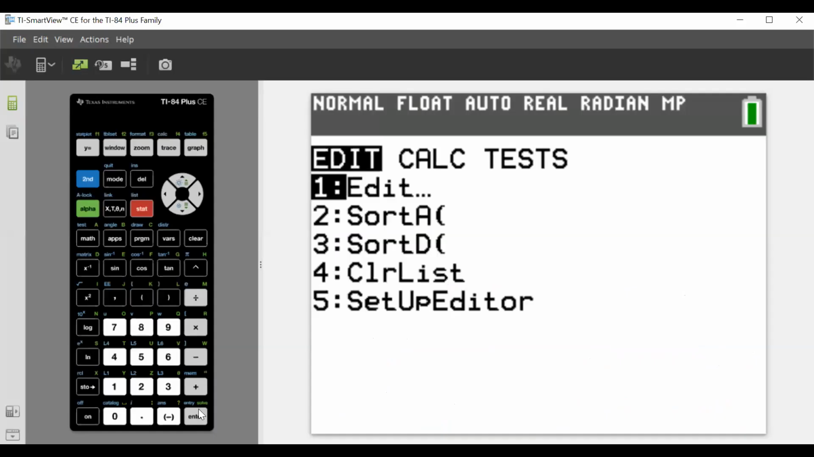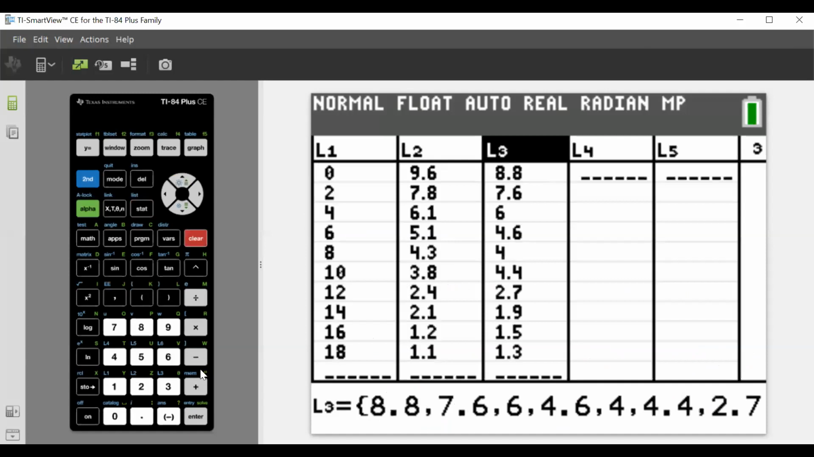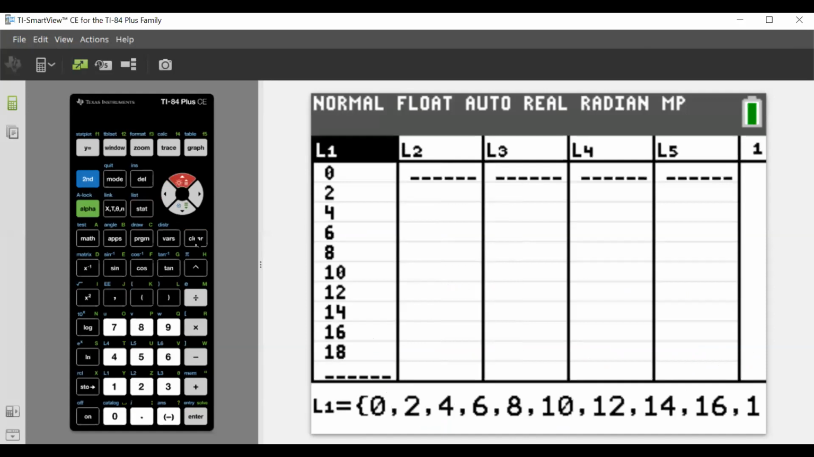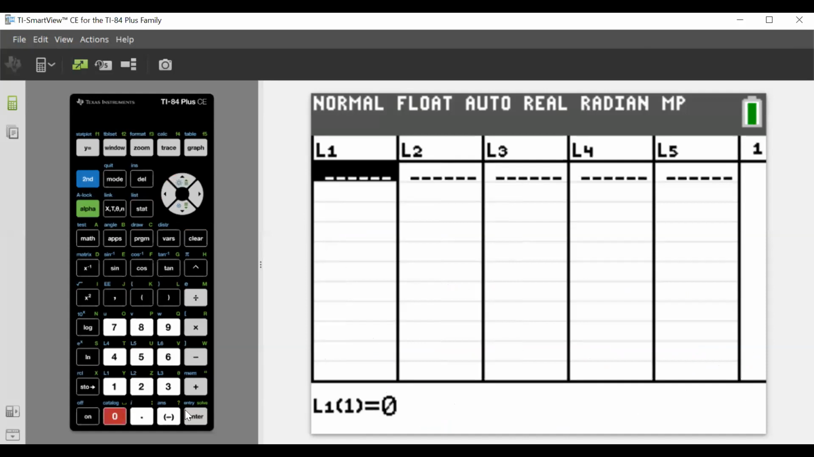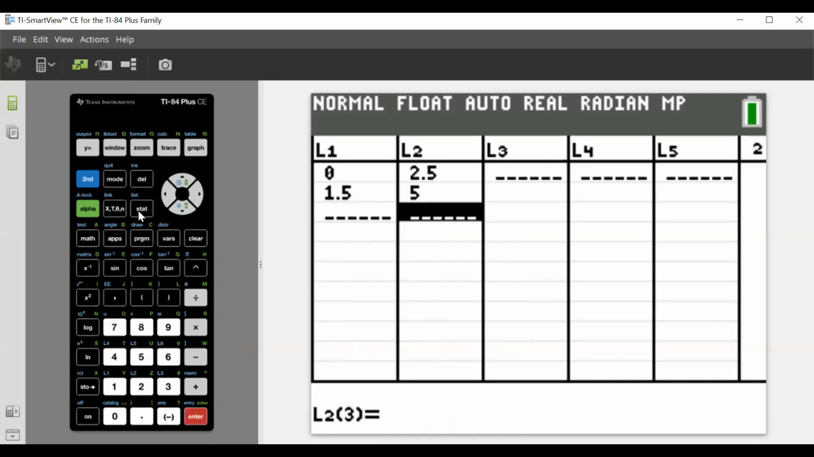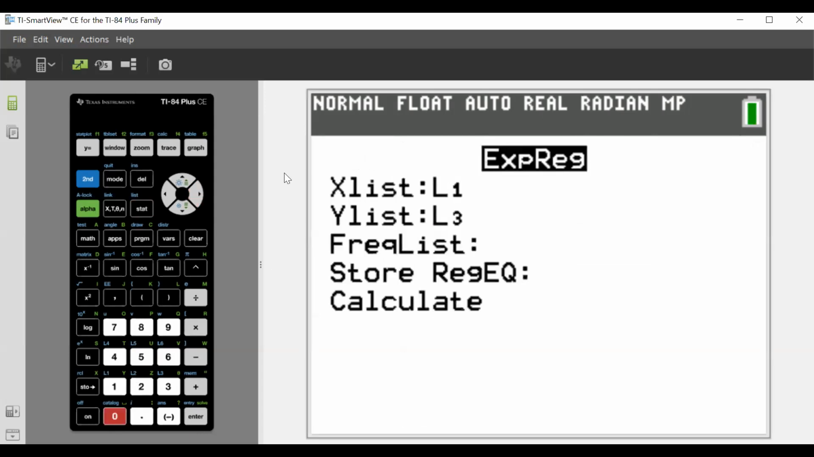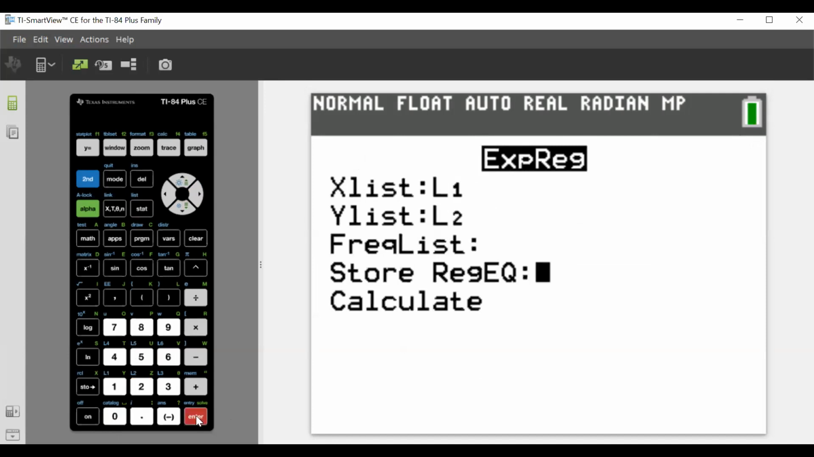All right, so stat, edit. Let's clear all this out here. So we had 0, and then we doubled it to the 1.5, so that would be 1.5. And our initial value was 2.5 teaspoons, and then we went to 5 teaspoons. Now we just go to stat, calc, 0 for exponential regression.